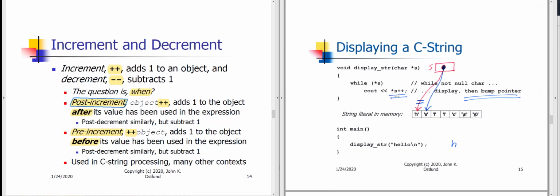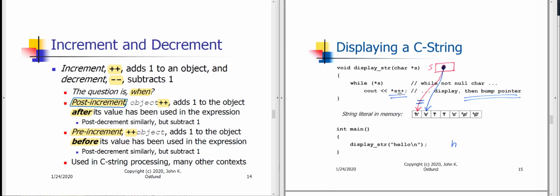This may be a little tricky to understand. The plus plus has higher precedence than the star. So the plus plus modifies the pointer s. It does not modify the character star s. Now, this seems like it can't be right. If the plus plus has higher precedence than the star, doesn't that mean that the plus plus should occur first? Well, no. Often it's the case that precedence determines the order in which things are evaluated, but that's not necessarily true. Precedence and order of evaluation are separate concepts.